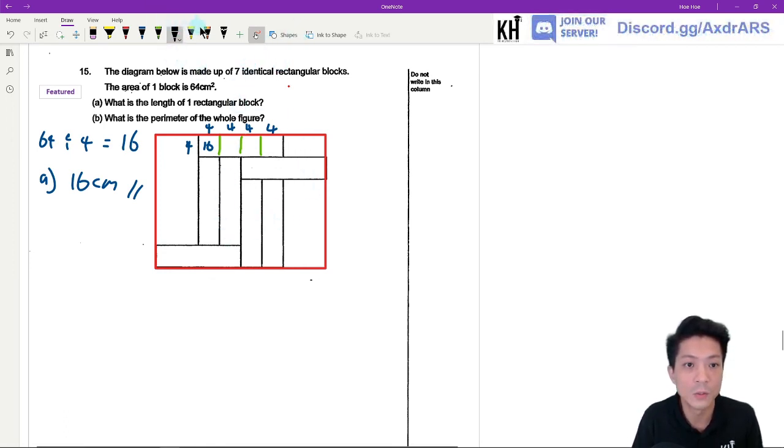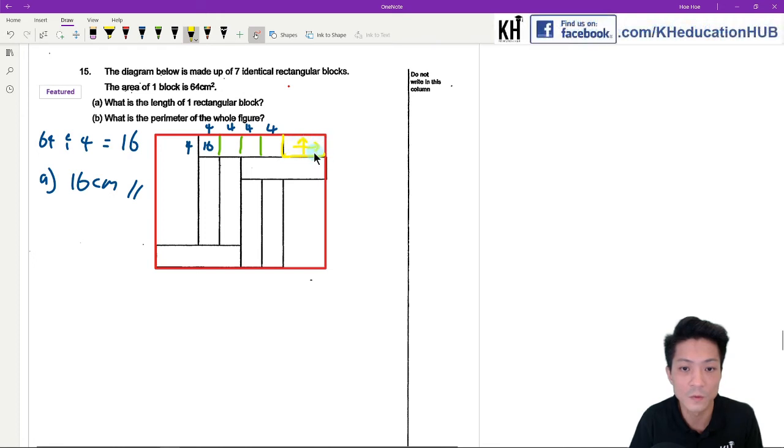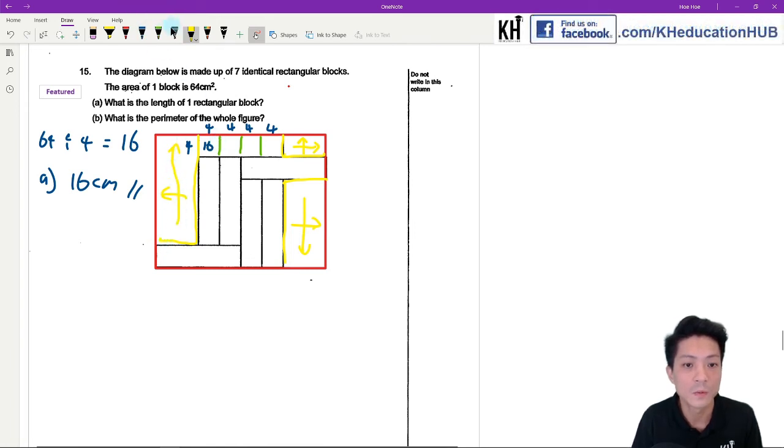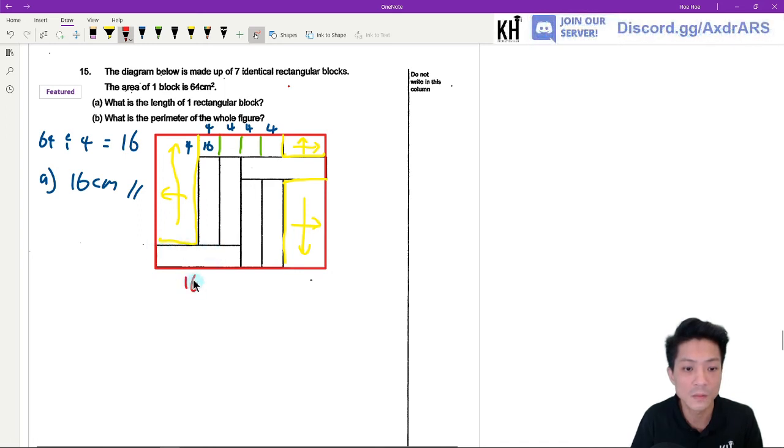So now what you can do is, I'm gonna use yellow. Okay, these two sides, you can move here, move here. Same goes for these two sides, you can move here and here. Okay, same goes for these two sides. So you go to here and here, which means that we just need to find the length of this part and the breadth of this part here. Okay, this would be 16 plus 4 plus 4 plus this part is another 4, which is 8.